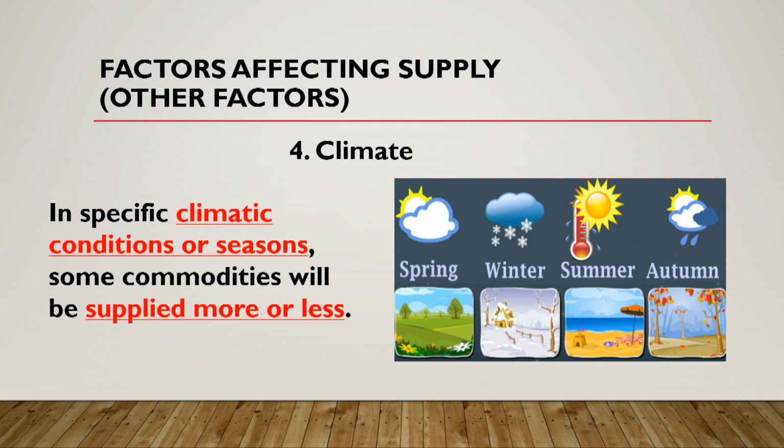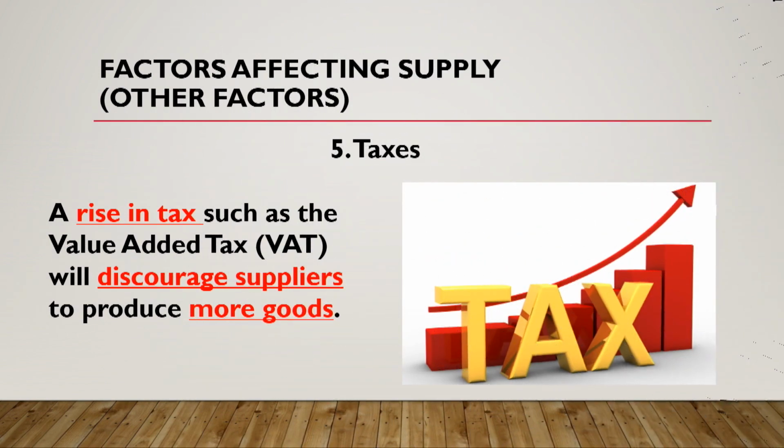Climate. In specific climatic conditions or seasons, for example spring, winter, summer or autumn, some commodities will be supplied more or less. Taxes. A rise in tax, such as the value-added tax, will discourage suppliers to produce more goods.